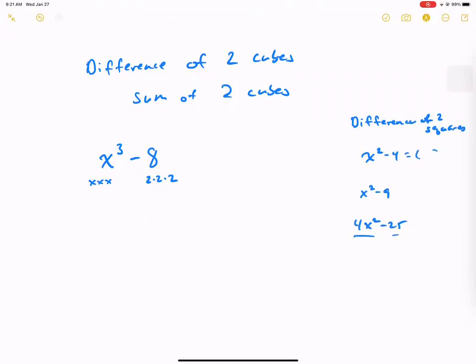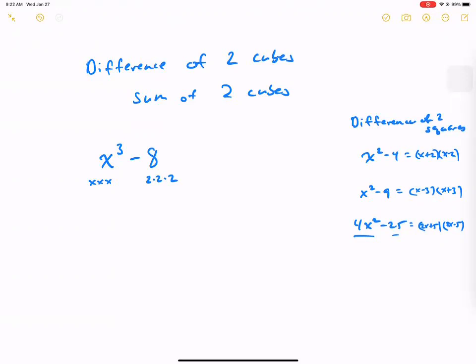It turns out you can break this up, a nice factor, as a plus and minus. X plus 2, x minus 2. X minus 3, x plus 3. And it doesn't matter if you write the plus or the minus first in order. And then the last one was 2x plus 5 and 2x minus 5. Okay, so that's the rule for difference of two squares.